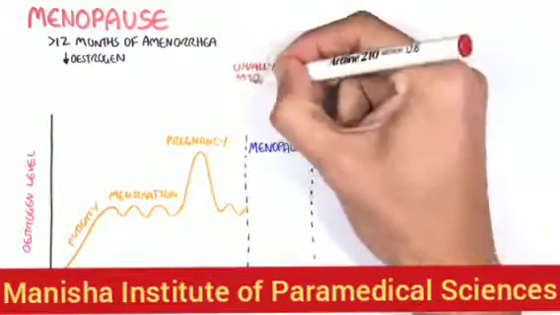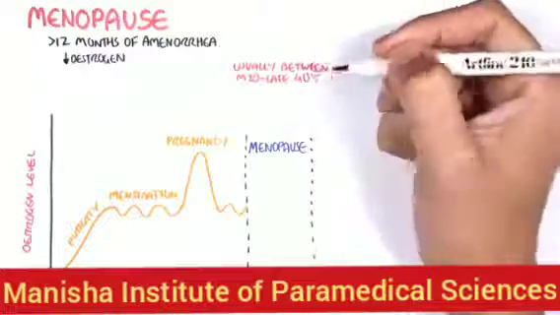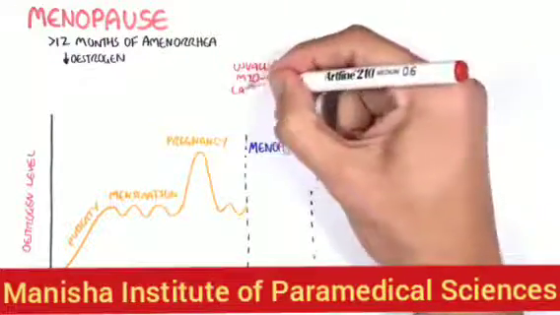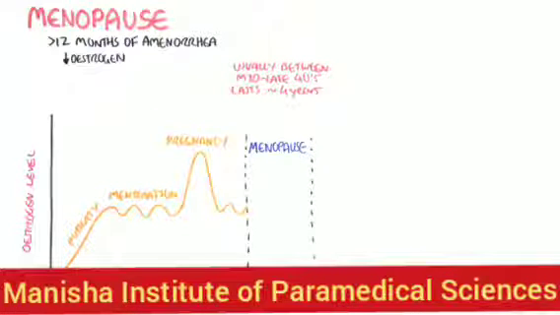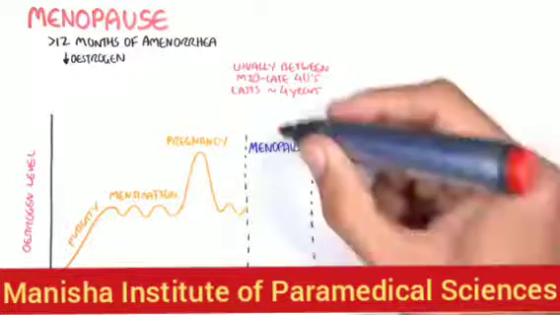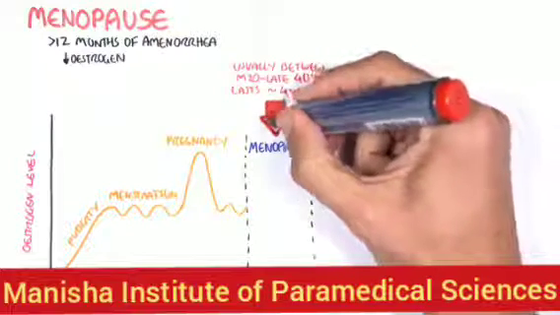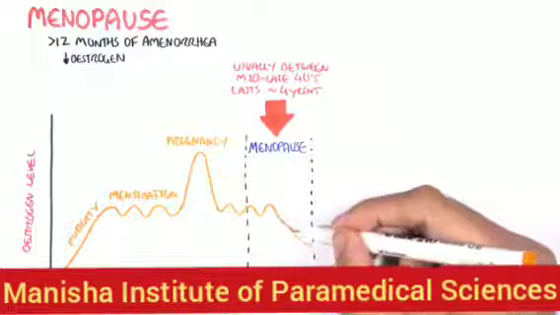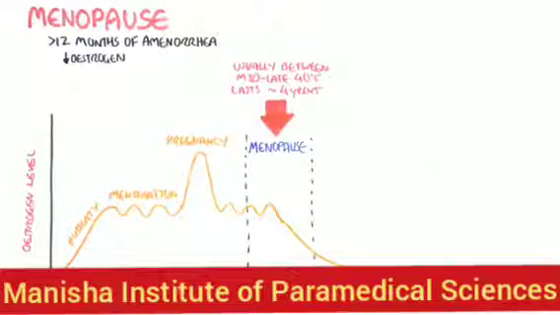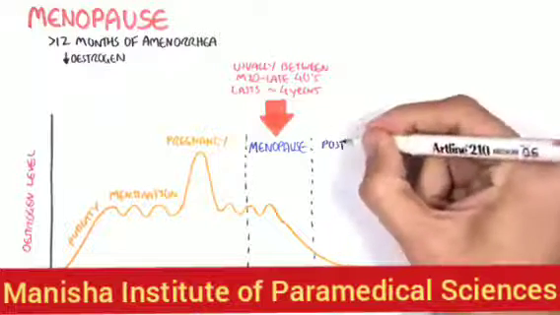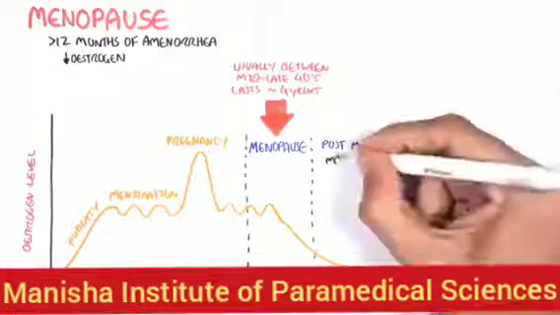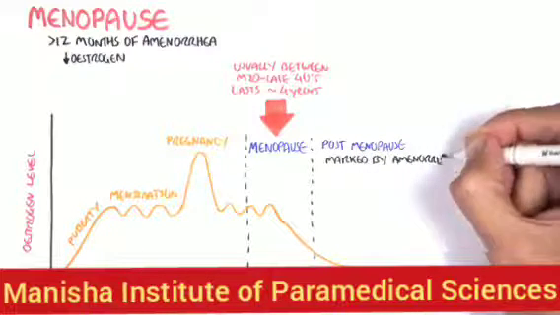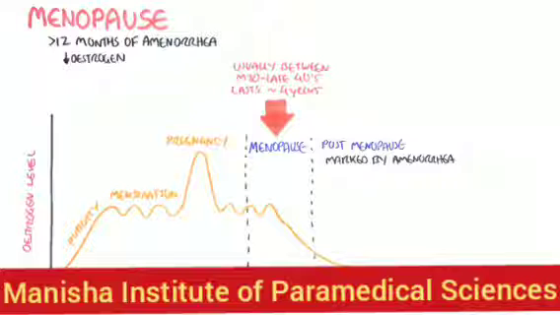Now, menopause usually occurs between the mid to late 40s and lasts for about 4 years. In early menopause, the estrogen concentration is relatively stable. However, towards the end of menopause, you have a drop in estrogen concentration. So after the 4 years of menopause, you have postmenopause, where estrogen concentrations are very low and there is no more menstruation, no more menstrual cycle, so-called amenorrhea.